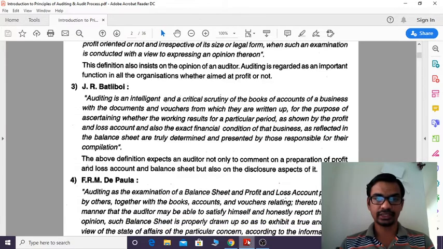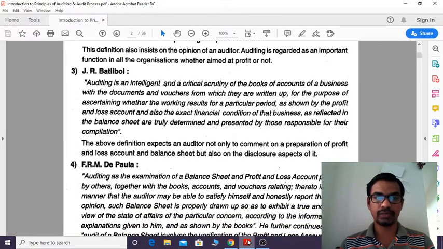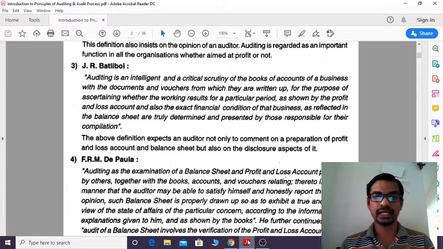Then the next definition is given by J.R. Batliboi. According to him, auditing is an intelligent and critical scrutiny of the books of accounts of a business with the documents and vouchers from which they are written up, for the purpose of ascertaining whether the working results for a particular period, as shown by the profit and loss account, and also the exact financial condition of that business as reflected in the balance sheet, are truly determined and presented by those responsible for their compilation.